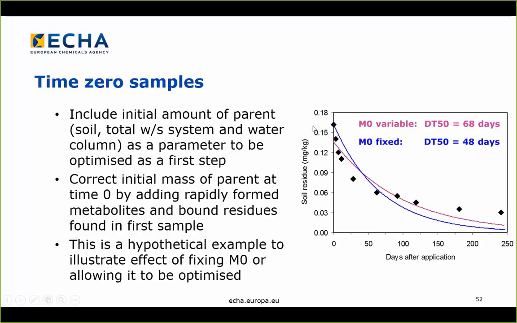Which one is the corrected one? Pardon? Which one is the one you have corrected? So M0 fixed is the blue line. This is when we've told the software, do not optimize the initial concentration. In your SFO, M0 must be 0.16, for example. So the model is only looking to change the K value to find a good fit. I'll explain optimization in a couple of slides' time, and it will make more sense. But it's just worth noting that there is an option to fix the parent and also restrict it.